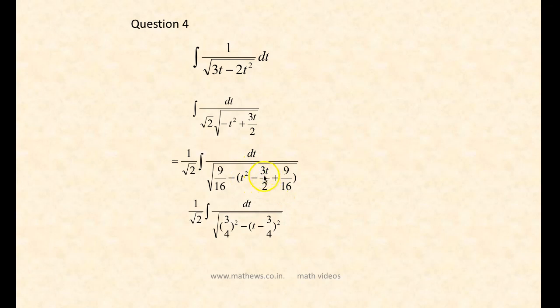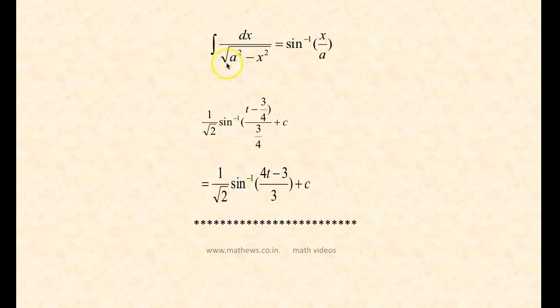Again, the coefficient of t is 3 by 2. Divide by 2, you get minus 3 by 4. Square, I get plus 9 by 16. So if I add 9 by 16, I can complete the square. But in reality, you are subtracting 9 by 16 because there's a minus sign here. So I add 9 by 16 here. So it is 1 by root 2 integral dt by 3 by 4 the whole squared minus t minus 3 by 4 the whole squared.